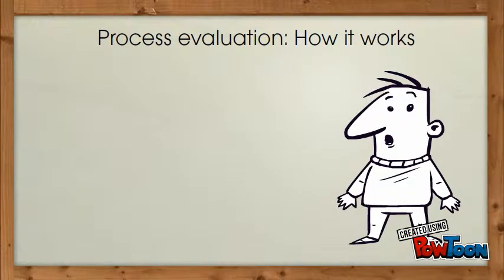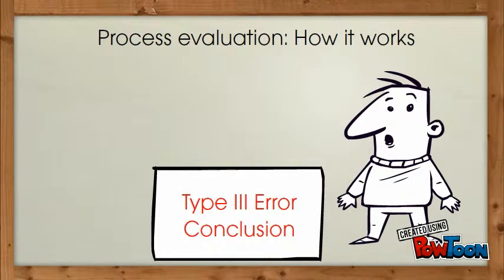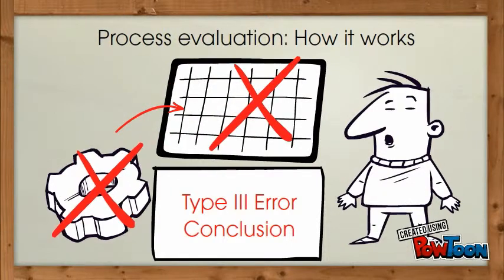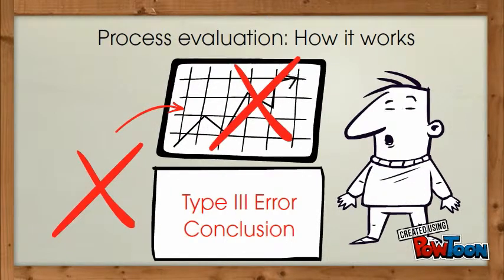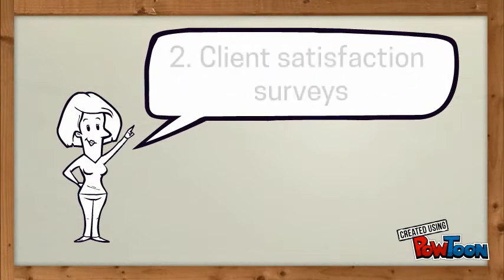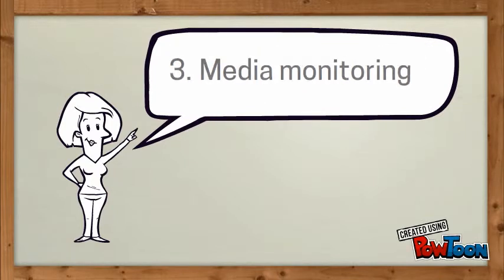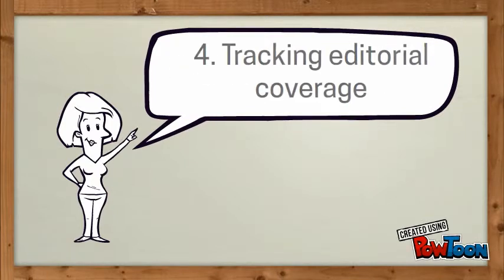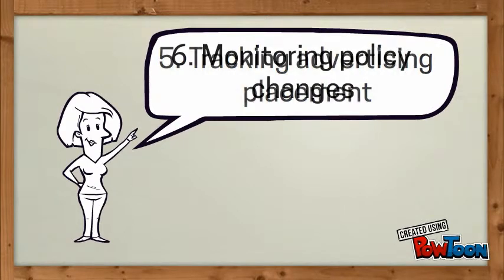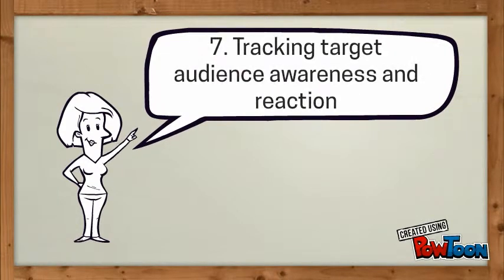This will help prevent outcome evaluators from making type 3 errors, which is evaluating a program that was not adequately implemented and thus drawing incorrect conclusions about its effectiveness. There are 7 common process evaluation activities, and they are tracking systems, client satisfaction surveys, media monitoring, tracking editorial coverage, tracking advertisement placement, monitoring policy changes, and tracking target audience awareness and reaction.